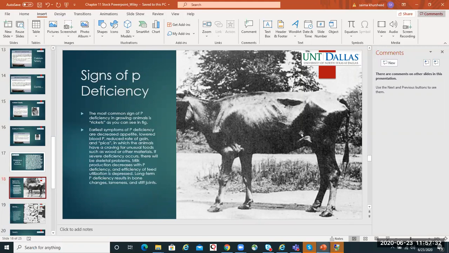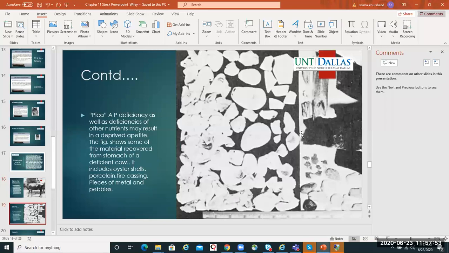So this abnormal behavior of eating or chewing is called pica. Adults fed a low phosphorus diet may exhibit pica. That means they might start chewing some wood or other items, and bone density is decreased, as you can see in the rickets section here. So these are the phosphorus deficiency effects, like we talked about with pica. A phosphorus deficiency may result in a depraved appetite, so they start eating some wood or other materials.